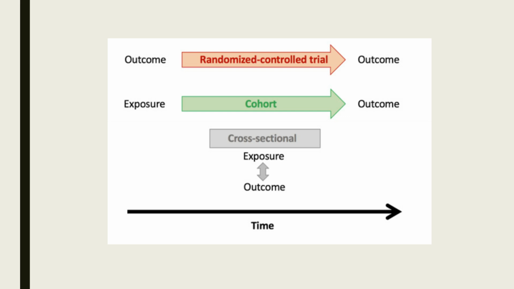In contrast, cohort studies typically follow one population over time. Participants are classified based on exposure status at baseline, and researchers compare the incidence of disease between exposed and non-exposed groups. Cross-sectional studies are different. They assess exposure and outcome at a single point in time, so they cannot establish temporal relationships.